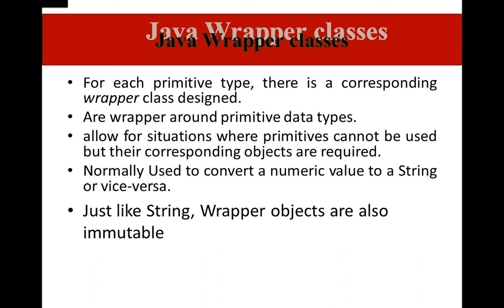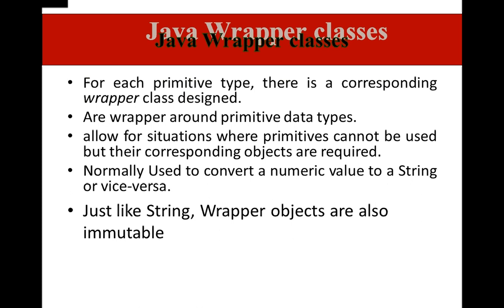Let's look at wrapper classes. There are different wrapper classes available in the lang package. In fact, wrapper classes are designed for implementing the primitive data types, or they are working around primitive data types, I can say. These are useful for situations where primitive data types cannot be used, but their corresponding objects are required. Normally we use these wrapper classes for converting a string into the concerned data type, or the reverse, the concerned data type to string.